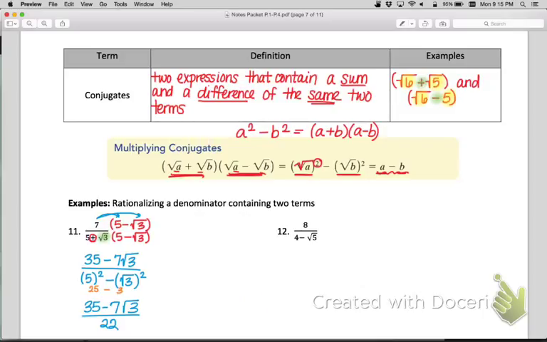If you want to go ahead and pause and try the second example on your own, then come on back and check it in just a second. That would probably be a good idea.